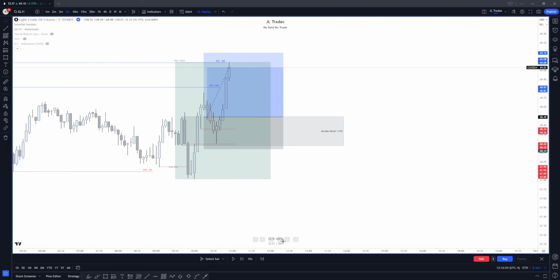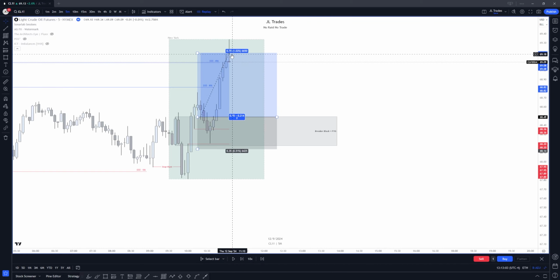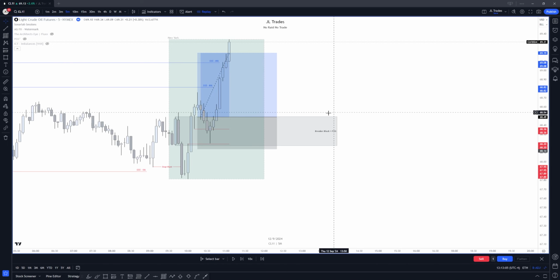Just missed this buy side liquidity high, but we take it here. And if you're not taking profits now, you should be. And we then smash through, take profit.